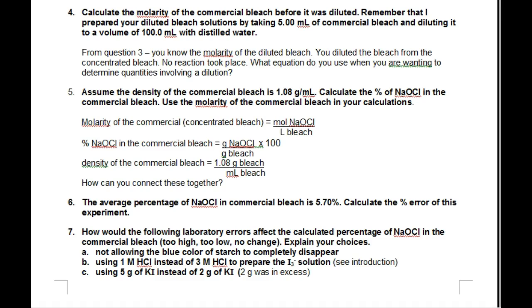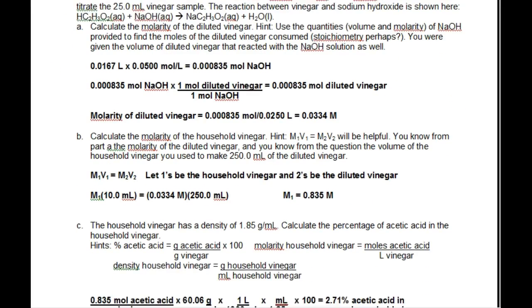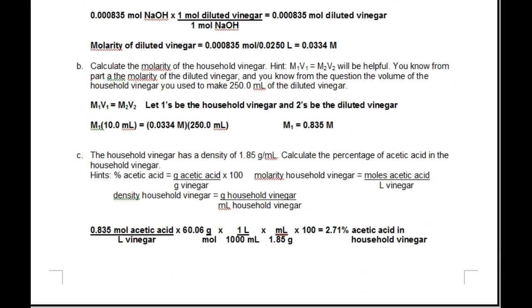If that's not clear, hopefully this will help a little bit. So in 9b, it says calculate the molarity of the household vinegar, and again, the dilution equation is going to help you because all we're doing is staying within vinegar. I set the 1s to be the concentrated solution, which would be the household vinegar, and 2s to be the diluted vinegar. I'm wanting to find the molarity of the household vinegar, so that was my M1.